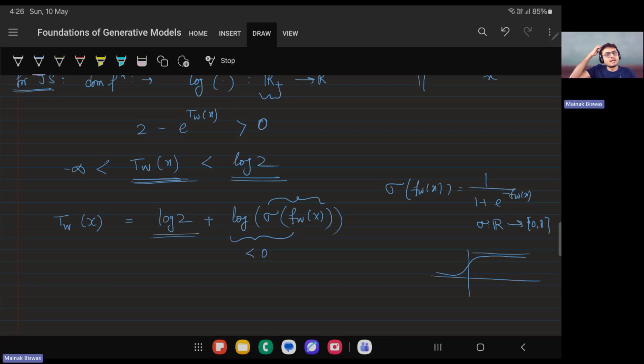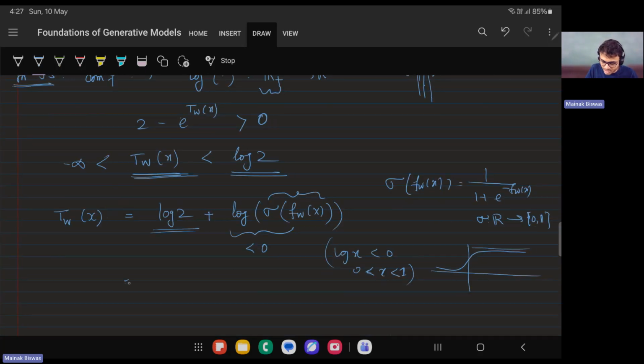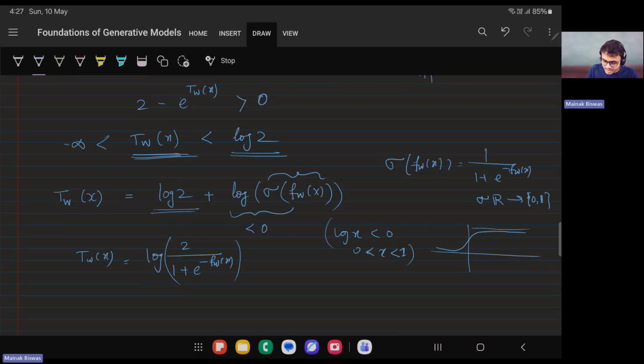So as soon as I do that, if my input is between 0 and 1, then this function log of x is less than 0 for x between 0 and 1, right? And I have put the sigmoid activation function on the neural network and put it over log to get the value less than 0. So now it's very clear. So what is my tw function? My tw function is log of 2 by 1 plus e to the power minus fw of x. If I do this, it's clearly less than or equal to log 2. So this tw of x gives me less than or equal to log 2. Very good. So now I know the activation function tw of x.